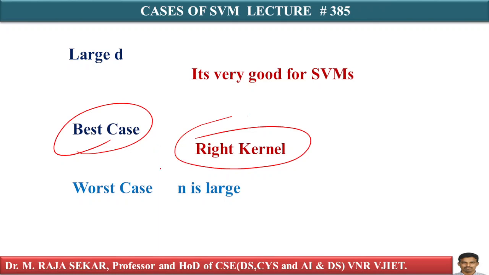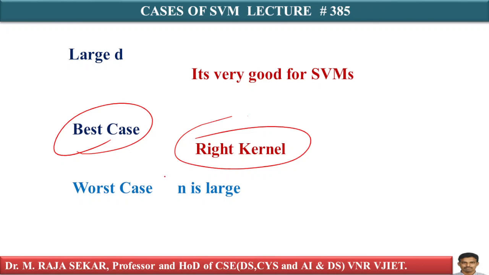The best case for support vector machines is you have the right kernel, then it is super good. For a given problem, if you have the right kernel, then SVMs work like a charm, like magic literally.